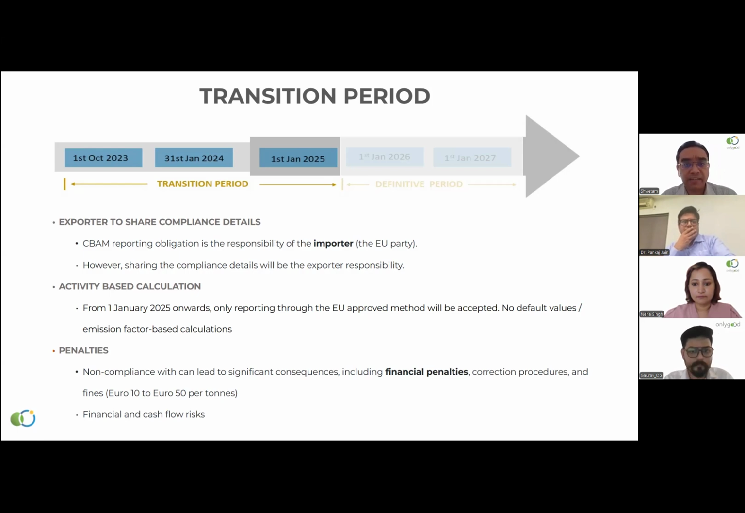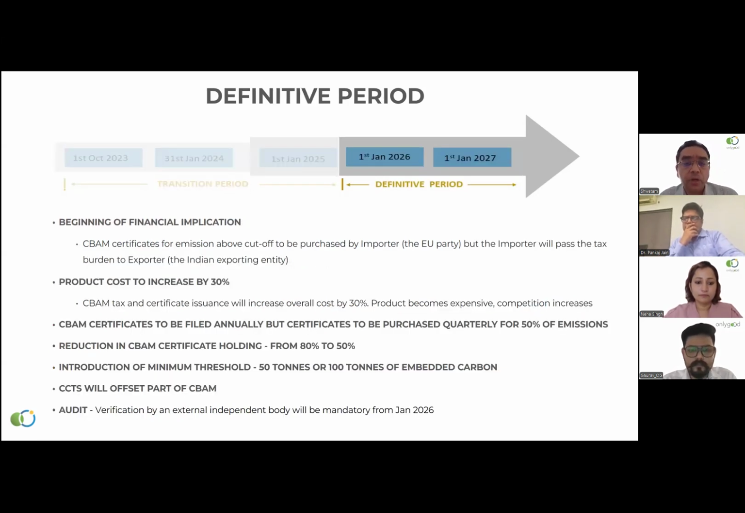We talked about the fact that the compliance responsibility is with the importer, but of course the liabilities start to get cascaded to the exporters as well. Now, very important is the definitive phase. How would things change once we get into 2026? So first and foremost, the financial implication will start to be effective from 1st of Jan 2026.